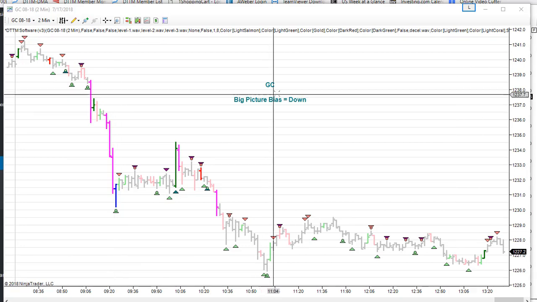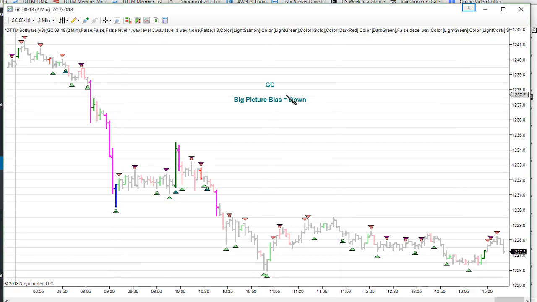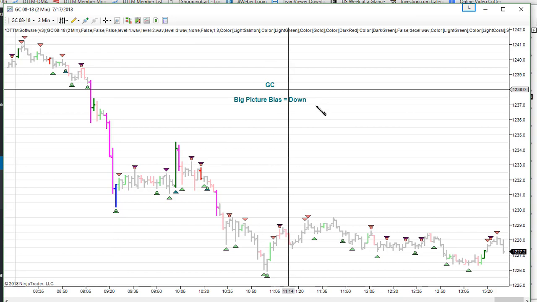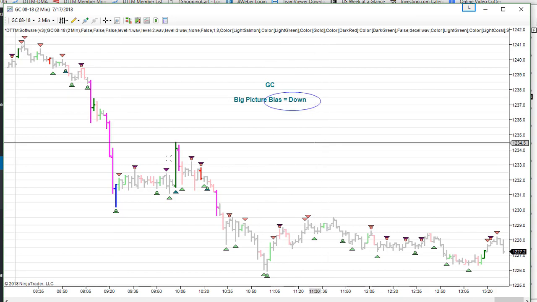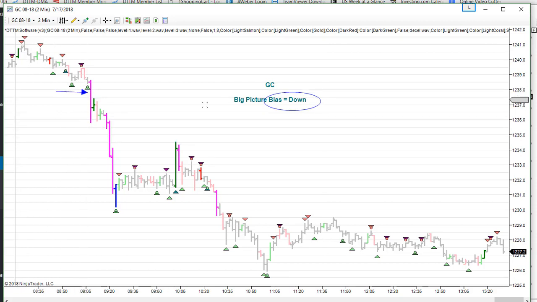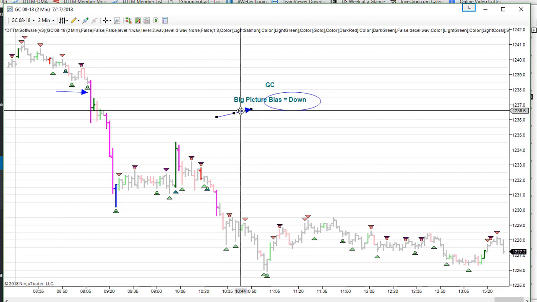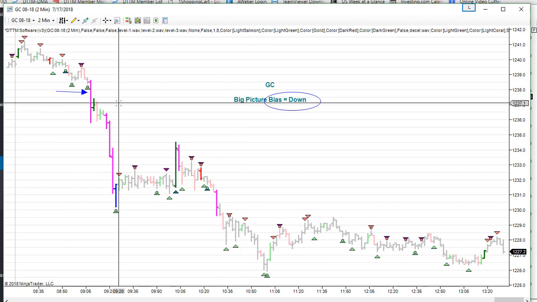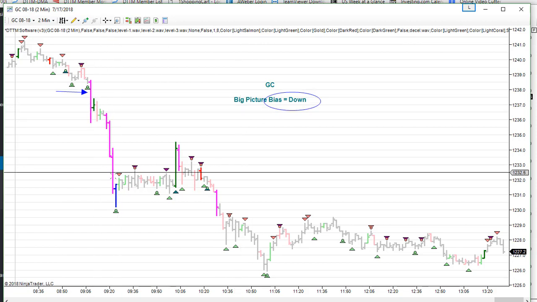Okay, now heading into the day, our big picture bias was down, so all things equal, we'd rather trade to the short side. And you can see that our first extreme bar of the day was this level 3 selling aggression bar. When that's matched up with the down bias, it's telling us these sellers are really trying to push this thing lower, which they do. They take it a ways lower.